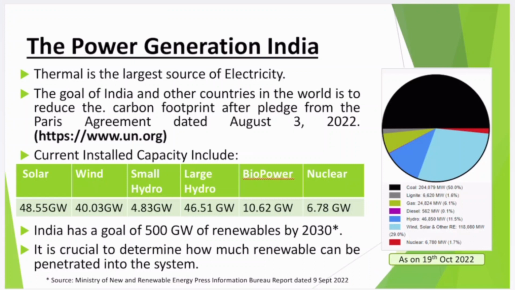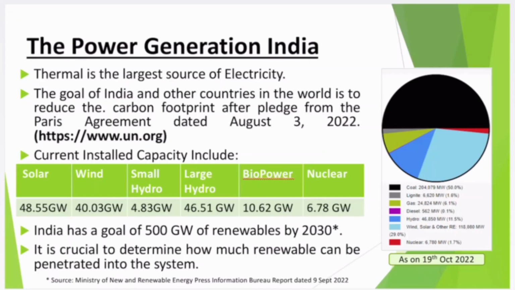Now, if you see the current installed capacity, we have almost 48, that is close to 50 gigawatt of solar, 40 gigawatt of wind, 5 gigawatt of small hydro, approximately 45 gigawatt of large hydro, 10 gigawatt of biopower and close to 7 gigawatt of. But we have a large goal set for India, considering the aspiration of middle class Indians who are going to consume more energy in the next 10 to 20 years. So India has a goal of 500 gigawatt of renewable installation by 2030. It is crucial to determine how much renewable can be penetrated into the system.